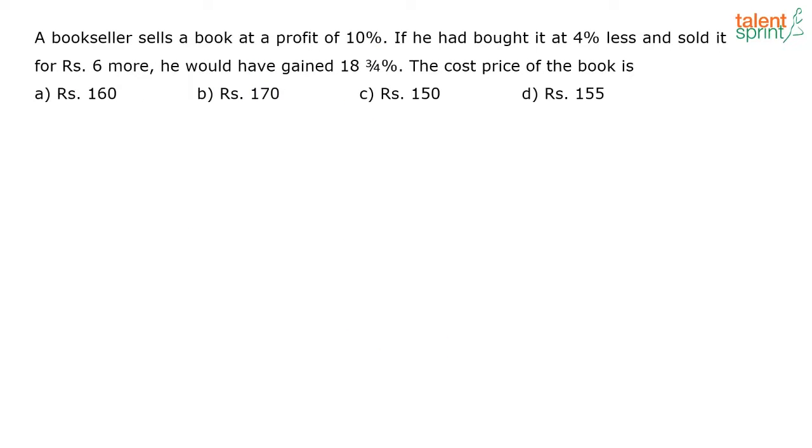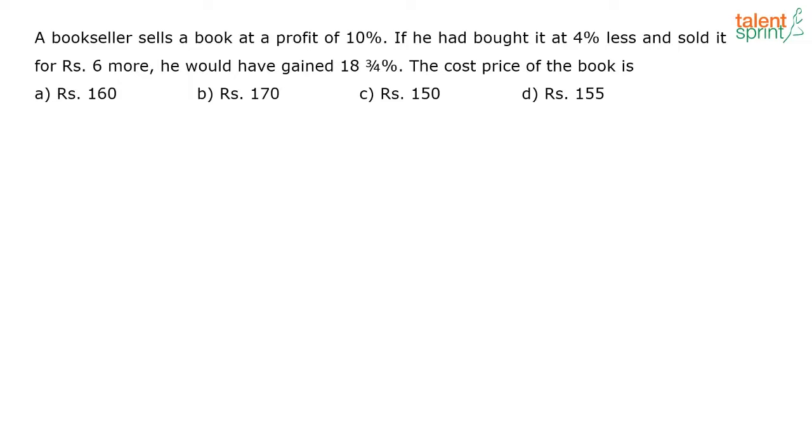Okay? Next one. A bookseller sells a book at a profit of 10%. If he had bought it at 4% less and sold it for 6 rupees more, he would have gained 18 3 by 4%. The cost price of the book is dash. So how do you solve this next question that is there on your screen? A bookseller sells a book at a profit of 10%. If he had bought it at 4% less and sold it for rupees 6 more, he would have gained 18 3 by 4%. The cost price of the book is dash.